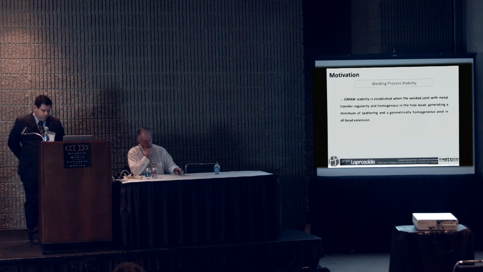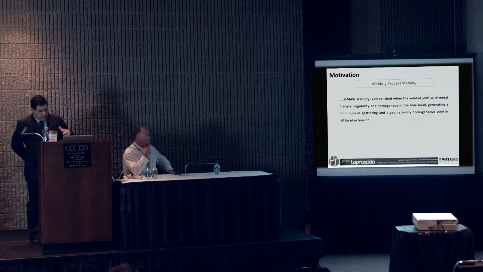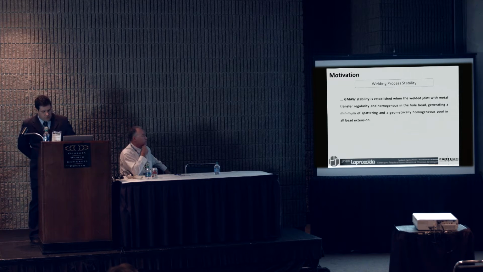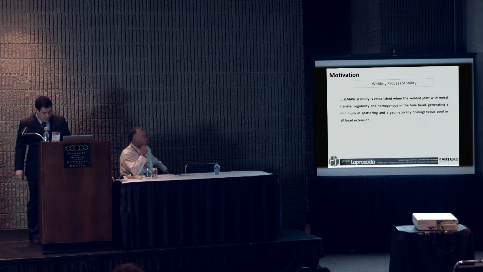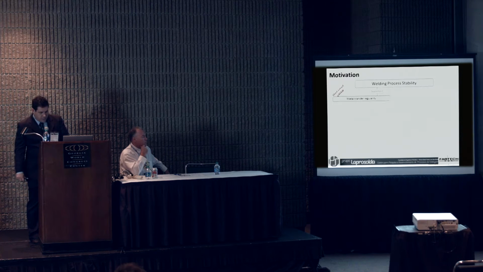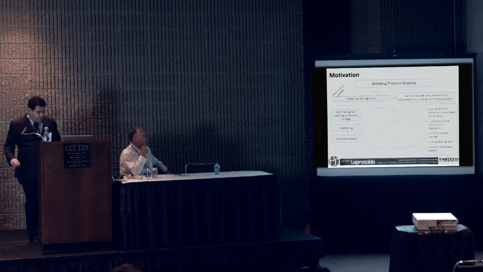Let's say, to try to define stability: it is when a welded joint with metal, regularity and homogeneous in the whole bead, generates minimal sputtering and a geometrically homogeneous pool in all bead extension. So basically, we try to reach a stable process by regularity of metal transfer. But if you allow me, I'll go faster because I talked about all this this afternoon.